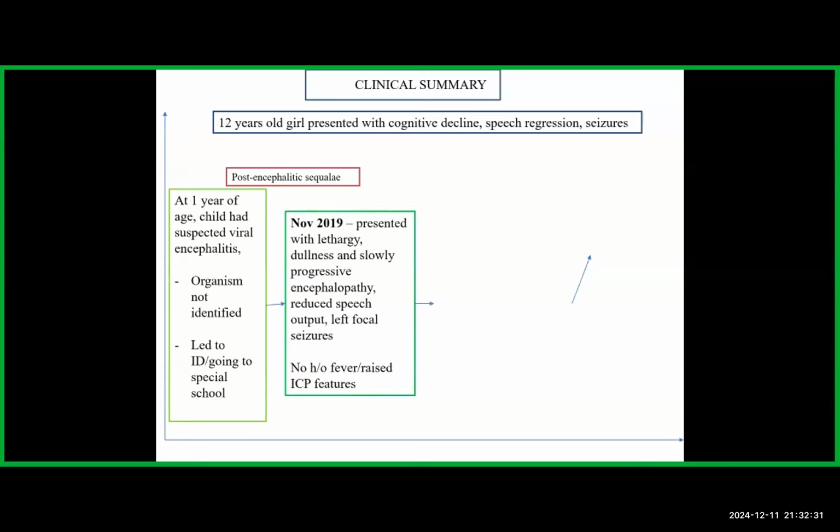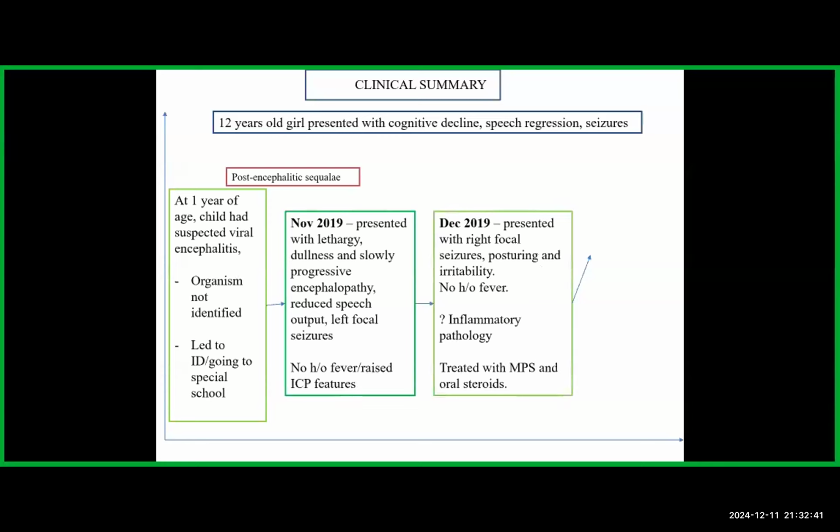The child presented to us in November 2019 with lethargy, dullness, and slowly progressive encephalopathy with reduced speech output, left focal seizures. Neuroimaging showed suspected inflammatory pathology. We treated the child with methylprednisolone and oral steroids, which showed only partial recovery.